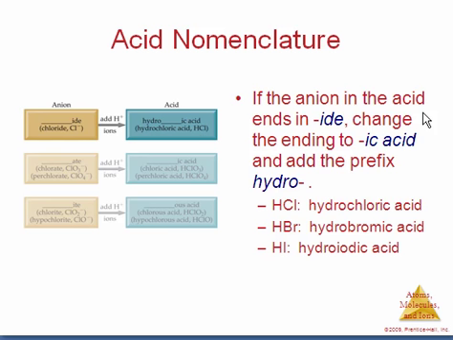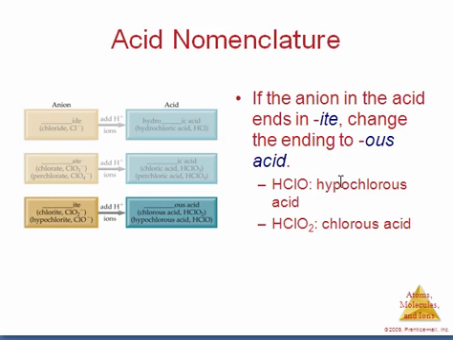If the anion name in the acid ends in "ide," and in an acid the H is always going to have a positive charge, so whatever's after the H is going to be your anion. So this would be chloride, the name of this anion here. So we would name it by adding the prefix hydro and ending in ic. So HCl, the chloride anion, is hydrochloric acid. HBr, the bromide anion, hydrobromic acid. And HI, the iodide ion, is hydroiodic acid.